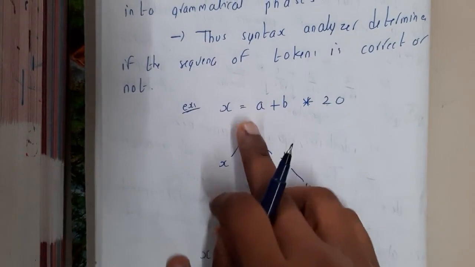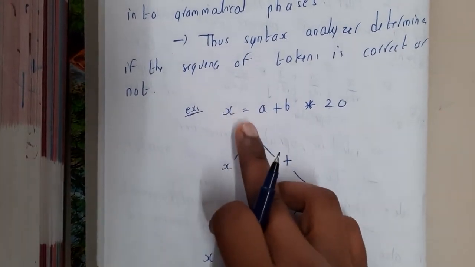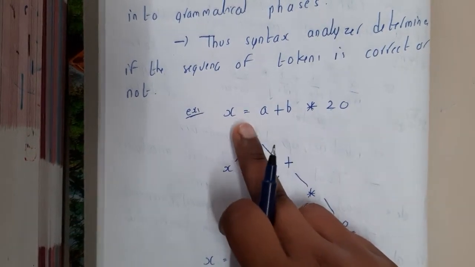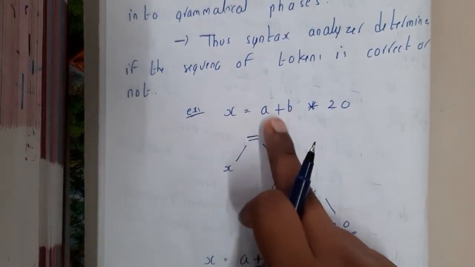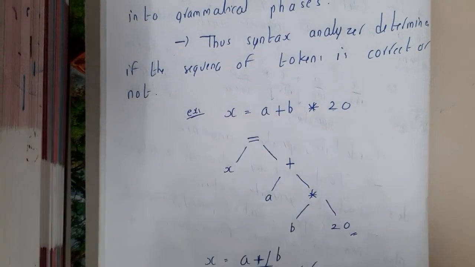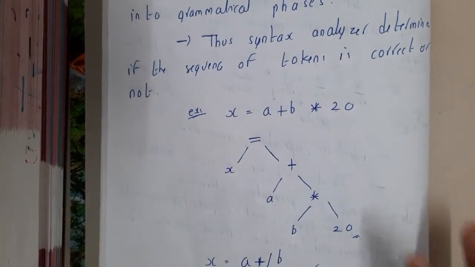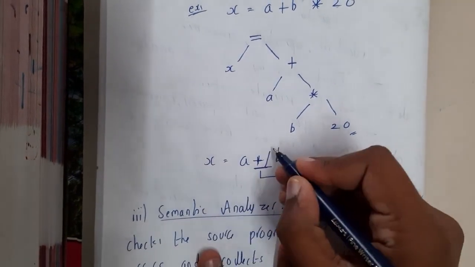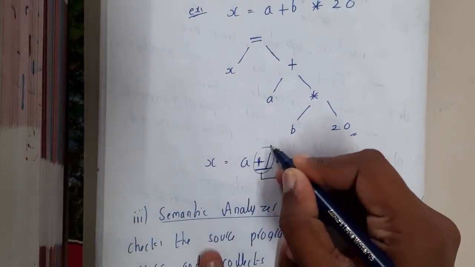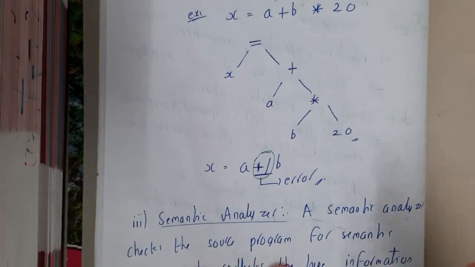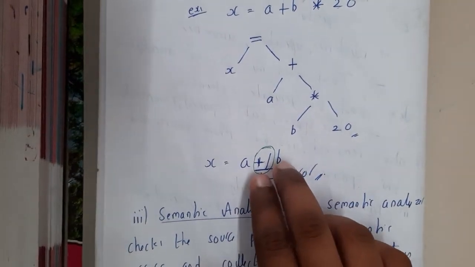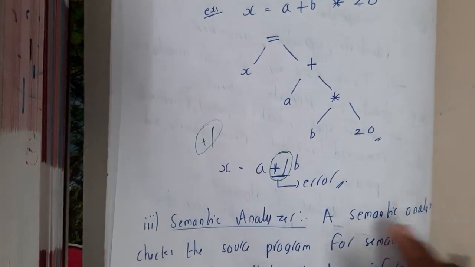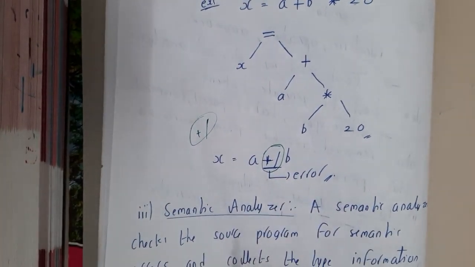Let us go through an example first. x is equals to a plus b into 20. It looks like everything is perfect, right? So this seems to be syntactically correct, right? If you observe here, x is equals to a plus by b. There are two operators side by side. This is not possible, right? Plus divided by, there is no operator in that way. These kinds of errors can be identified in this phase, guys.